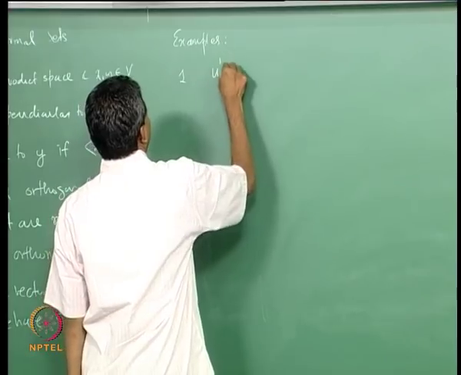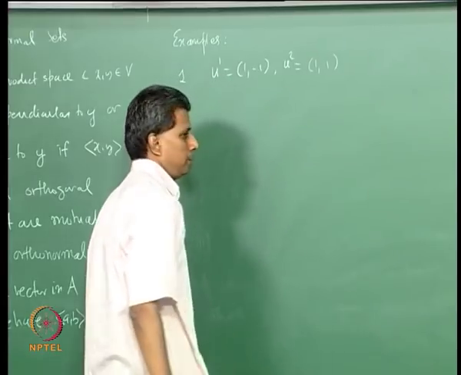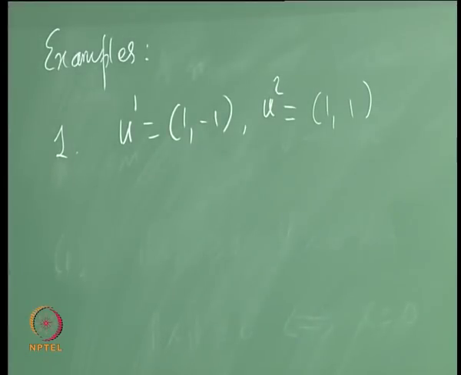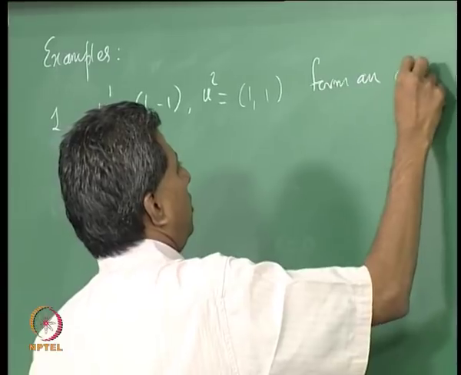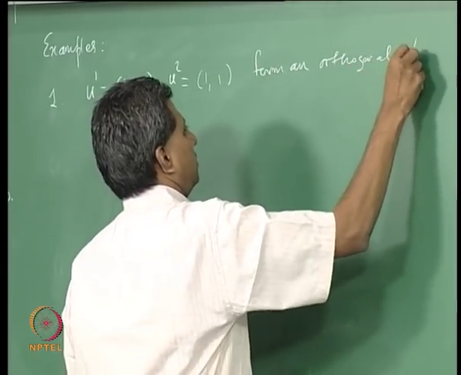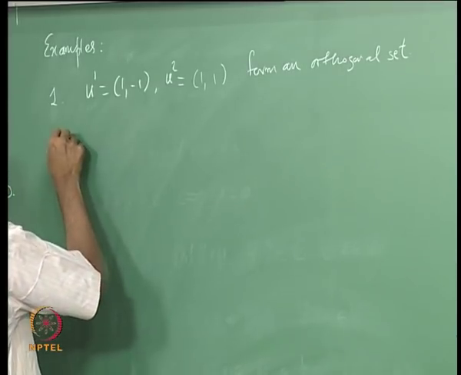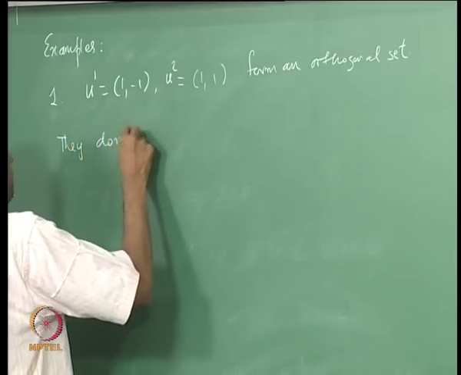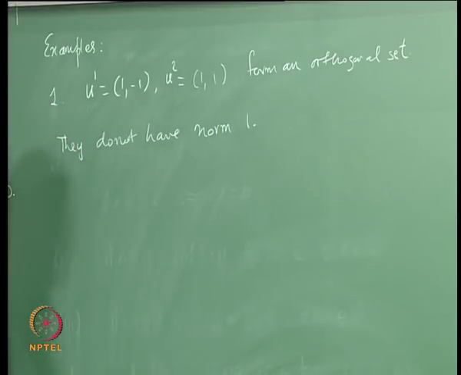Consider the following vectors. U1 is (1, -1), U2 is (1, 1). These two vectors form an orthogonal set, not an orthonormal set, because they do not have norm 1. The norm of U1 or U2 is in fact, sorry, just root 2. U1 and U2 both have norm root 2.